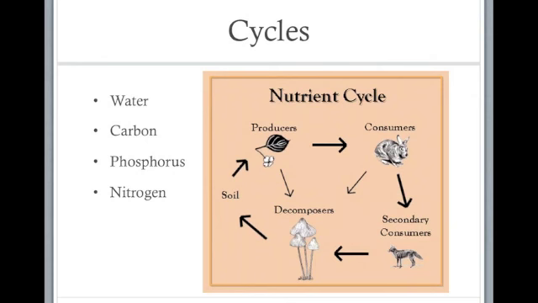So the important part of the ecosystems in general are the organization of the levels and how things cycle through every part of your ecosystem, because this helps you maintain your stable environment.